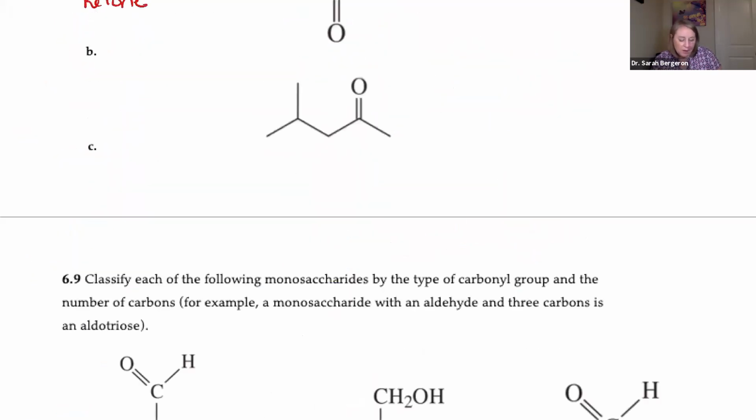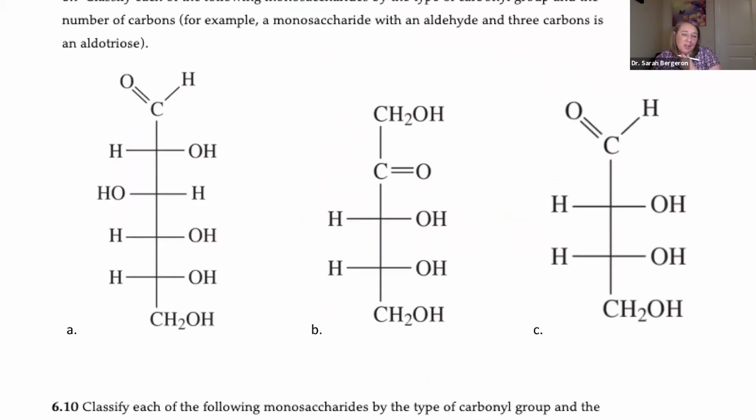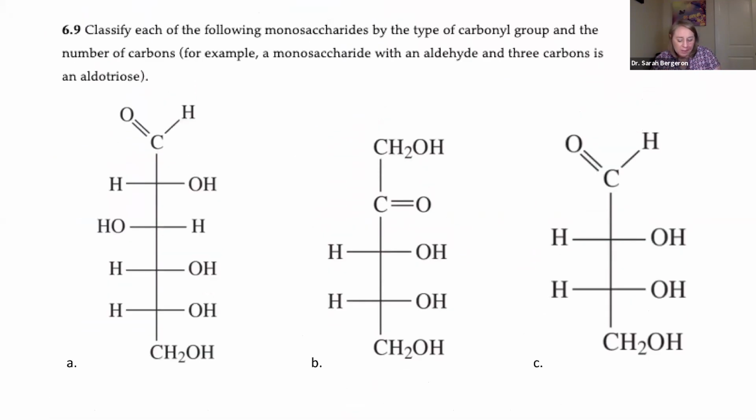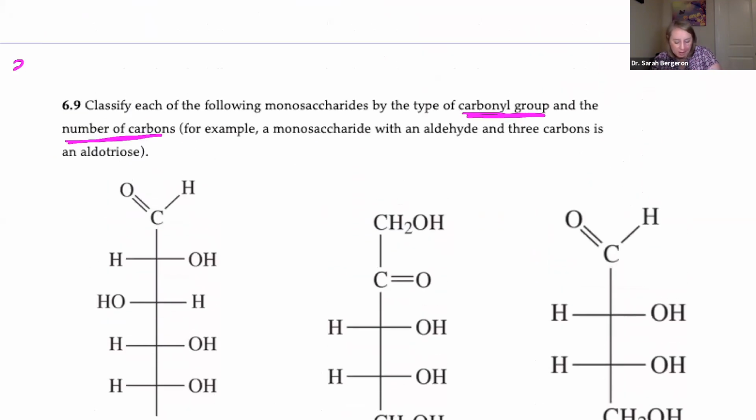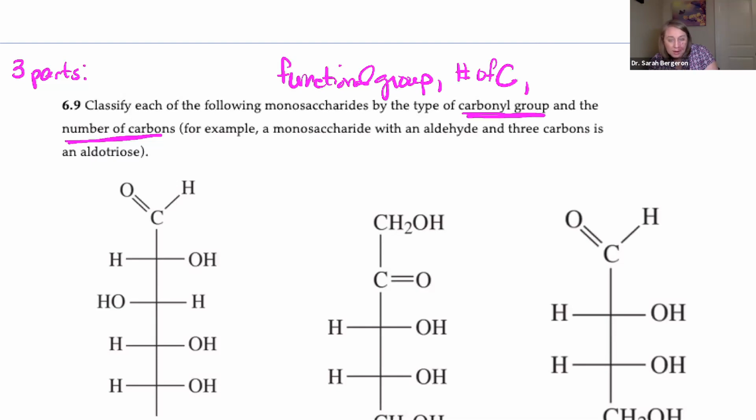All right, now we're looking at these different structures of our Fischer structures. For this one, what we want to do is classify by type of carbonyl group, number of carbons, and then we need to say that it's a carbohydrate. So when you do this, keep in mind that you need three parts. You need a functional group, which is going to be a part of the name. You need to list the number of carbons, and then you need to end it in ose. So that's our end.